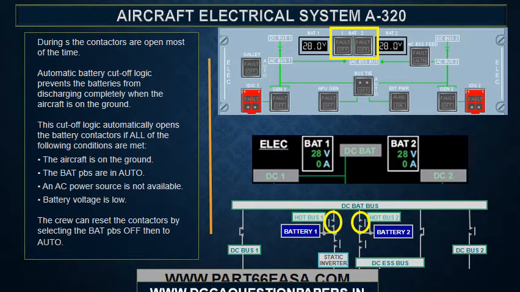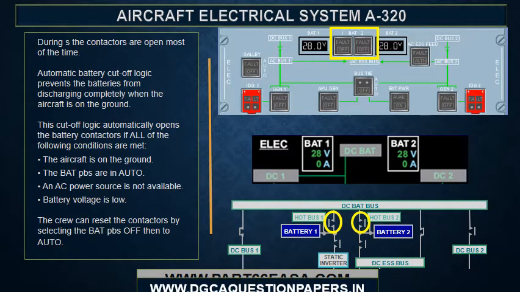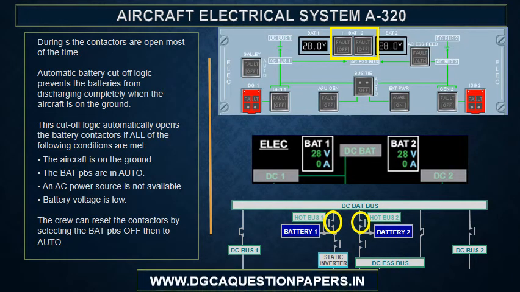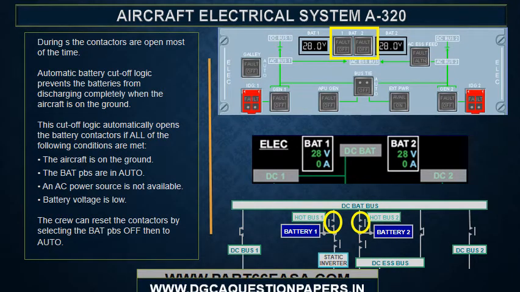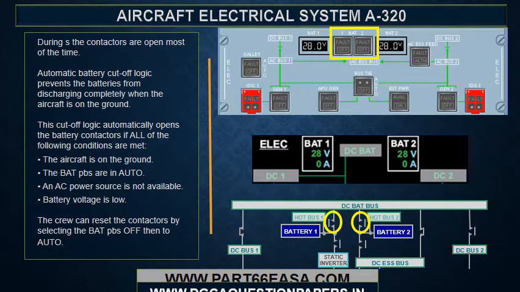During normal operations, the contactors are open most of the time. Automatic battery cutoff logic prevents the batteries from discharging completely when the aircraft is on the ground. This cutoff logic automatically opens the battery contactors if all of the following conditions are met. The aircraft is on the ground, the BAT push buttons are in auto, an AC power source is not available, and battery voltage is low. The crew can reset the contactors by selecting the BAT push buttons off, then to auto.